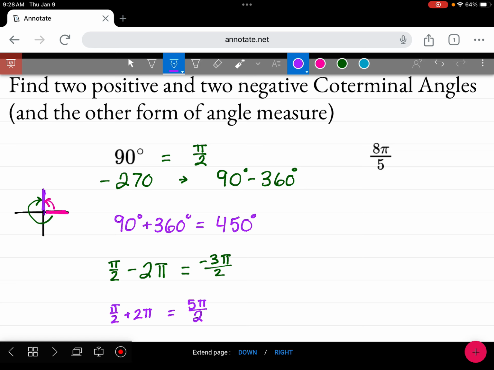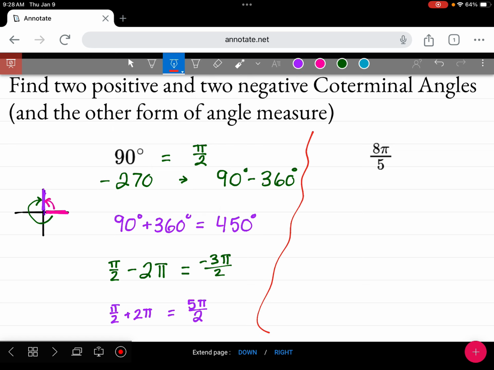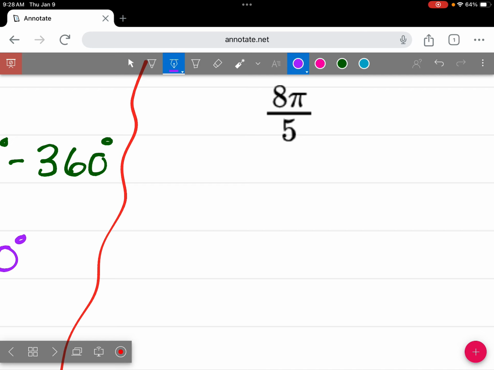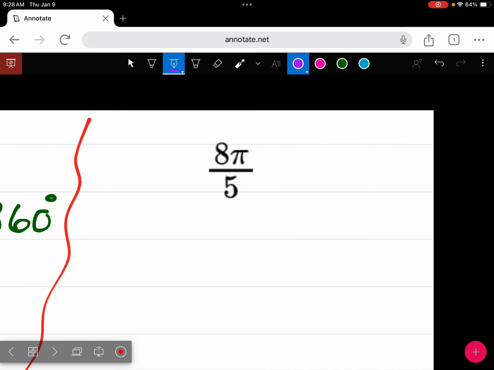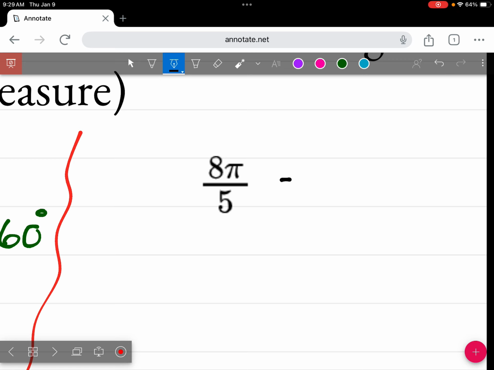Okay, so let's do the same thing with the 8 pi over 5. So 8 pi over 5, let's put this as degrees. What is this one in degrees?